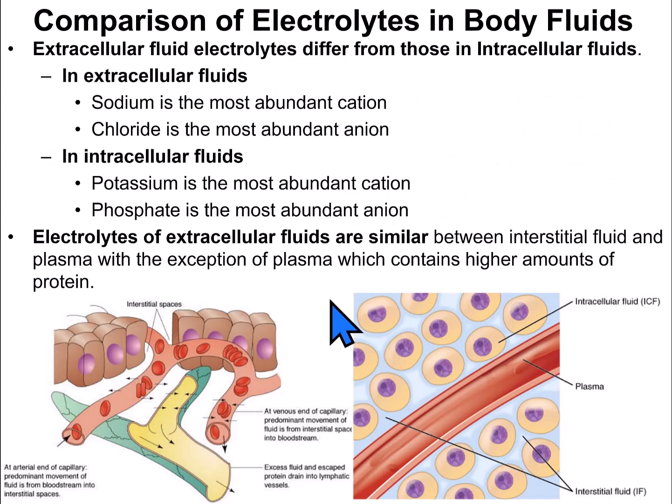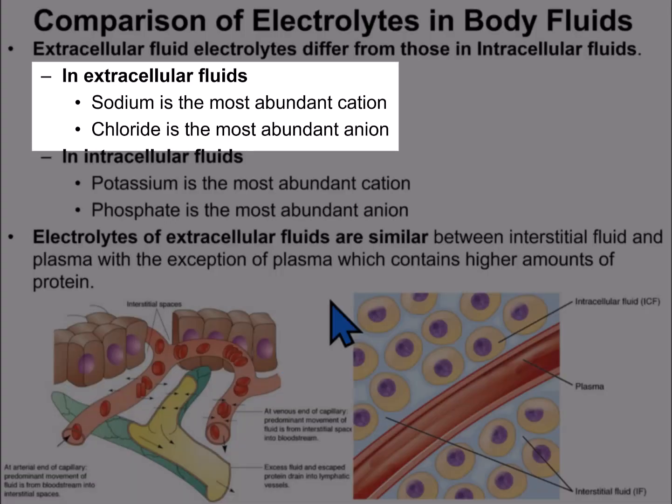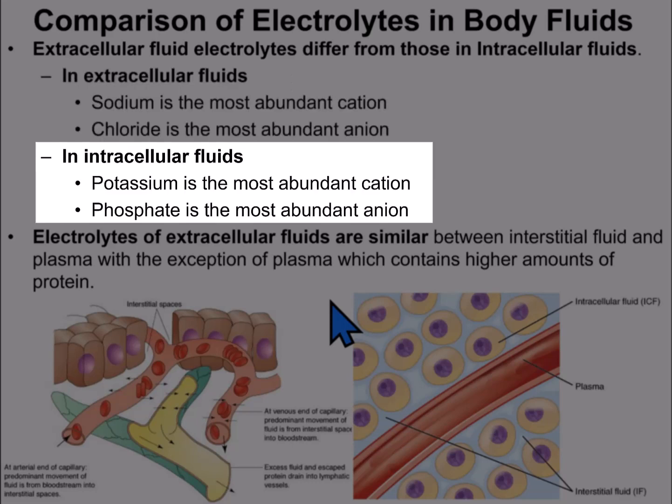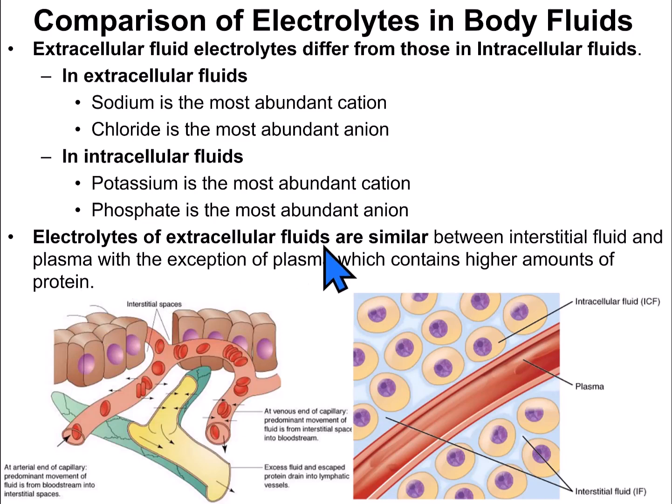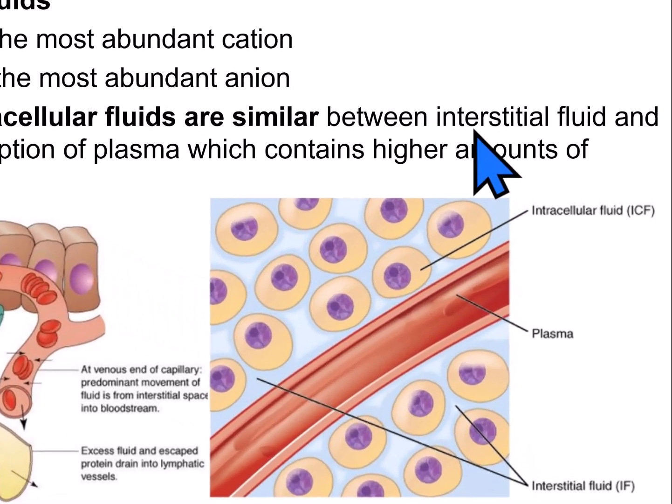When you look at the comparison of electrolytes within body fluids, what we find is that extracellular fluid electrolyte levels differ from those that we find in the intracellular fluids. You want to make sure you star these. Extracellular fluids, sodium is the most abundant cation, and chloride is the most abundant anion. In the intracellular fluid, or what's within the cells, potassium is the most abundant cation, and phosphate is the most abundant anion. And these electrolytes of the extracellular fluids are similar between the interstitial fluid and plasma.